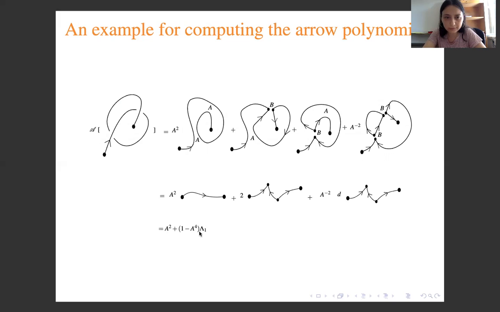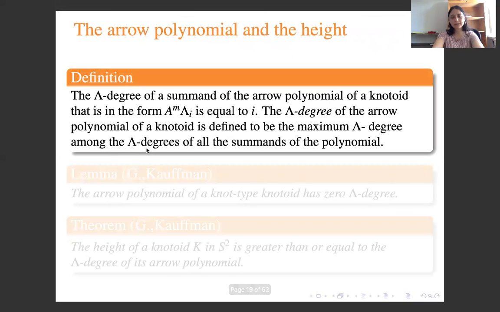So here, one thing that we need to note at this slide is we observe a new variable here, lambda 1, corresponding to this zigzagged irreducible long state components. And I need to normalize this polynomial to obtain a knotoid invariant. So in this slide, we prove that this knotoid diagram does not represent the trivial knotoid. So what we have shown is that the lambda variable of the arrow polynomial gives some information about the height of the corresponding knotoid.